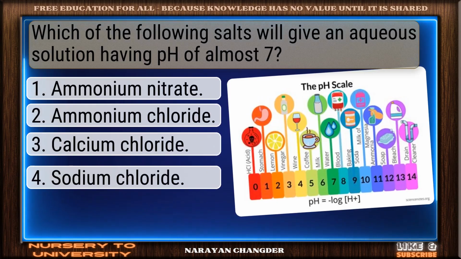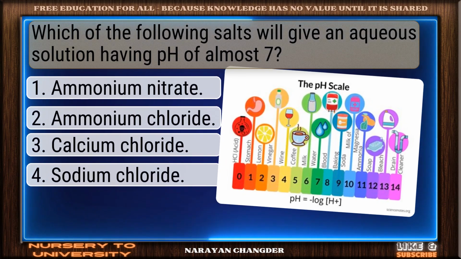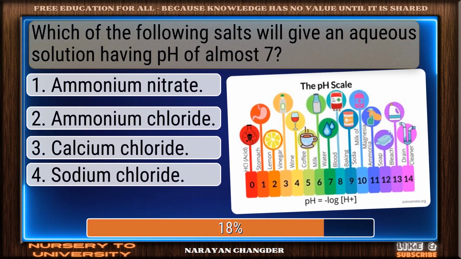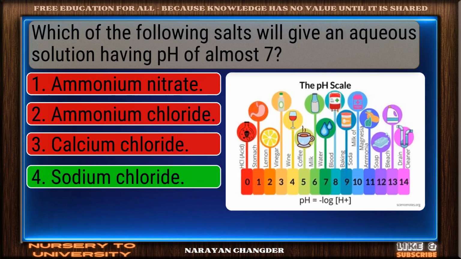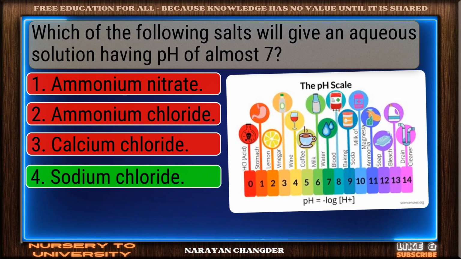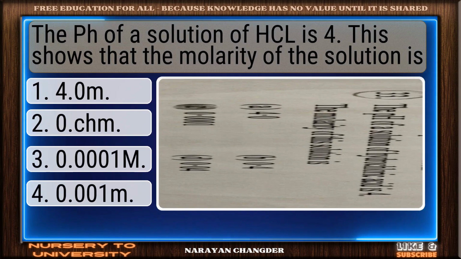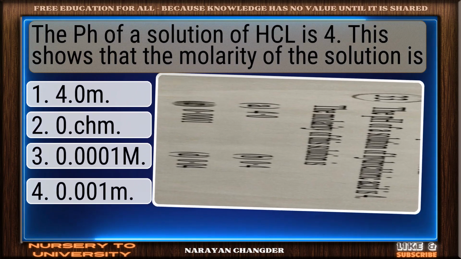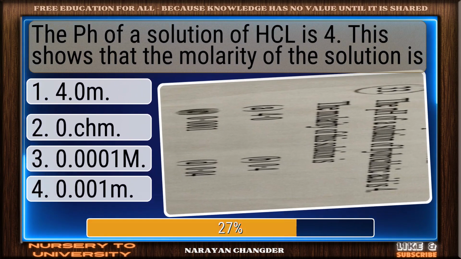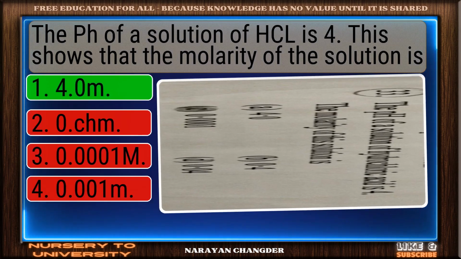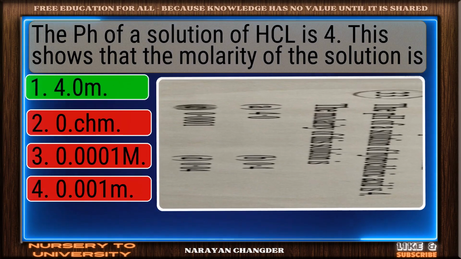Which of the following salts will give an aqueous solution having pH of almost 7? Well done. Sodium chloride is right. The pH of a solution of HCl is 4. This shows that the molarity of the solution is? You're right. 10^-4 M is correct.